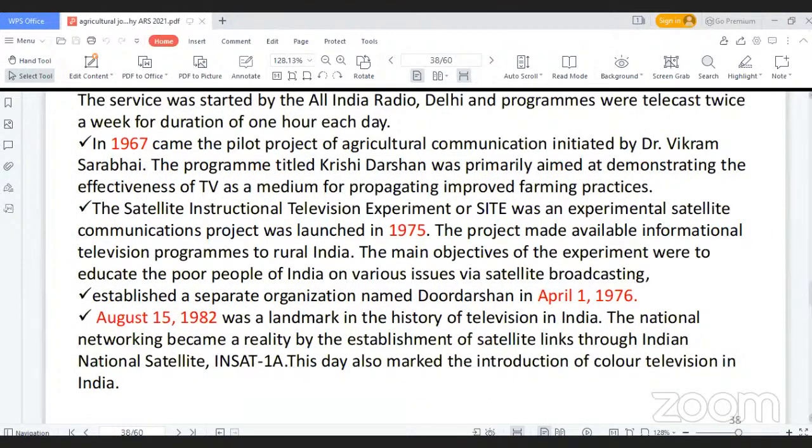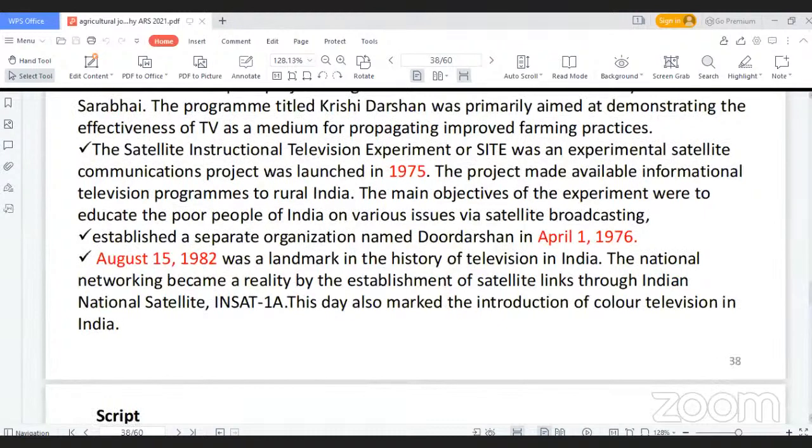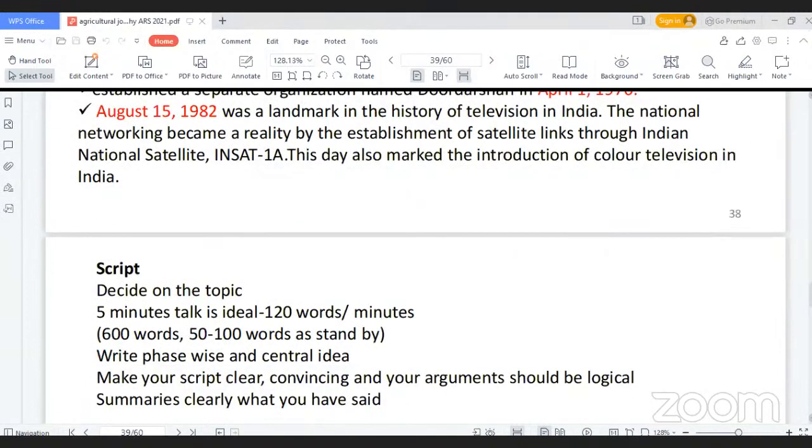Then SITE was launched in 1975. Then a separate organization named Doordarshan was established, separately organized on April 1, 1976. And one landmark in Indian history is August 15, 1982, when color television began, and also through INSAT-1A, the Indian satellite 1A, television was popularized in India.